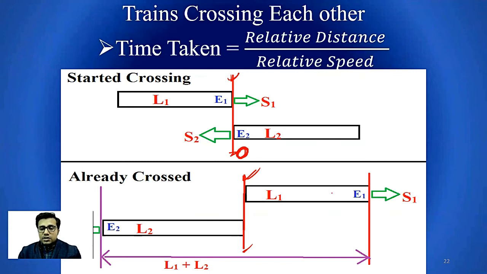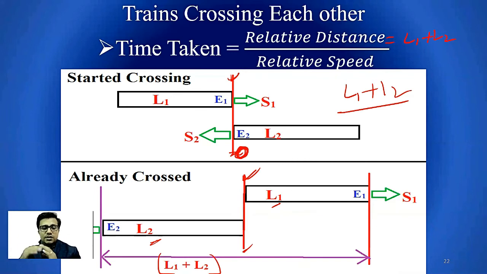When they have already crossed, now the distance between engines is L1 plus L2. So initially the distance between engines is 0, finally the distance between engines is L1 plus L2. So how much distance do they have to travel to cross each other? That is L1 plus L2. We have the distance now. Relative speed we can easily find, right? When they are in opposite direction, S1 plus S2. When they are in the same direction, S1 minus S2. That we can easily find.